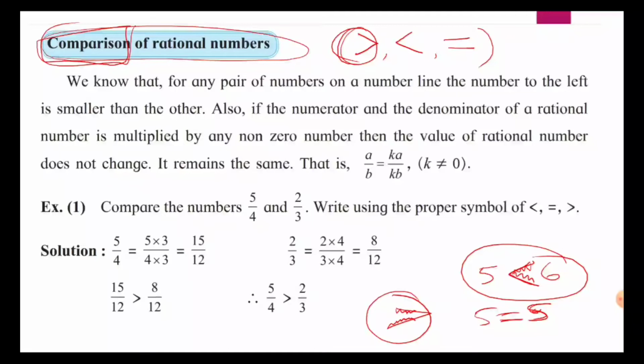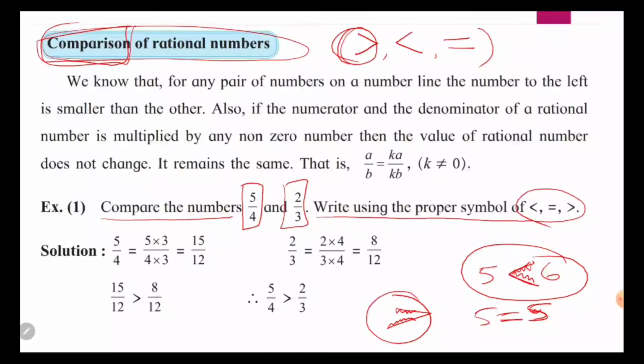But now in today's lecture we will be understanding how we compare rational numbers. Because we all know that a rational number जो होता है वो अपॉन में लिखा होता है, so how can we compare them? We will be watching it in today's video. Now there is an example over here: compare the numbers 5 upon 4 and 2 upon 3 by writing the right symbol.